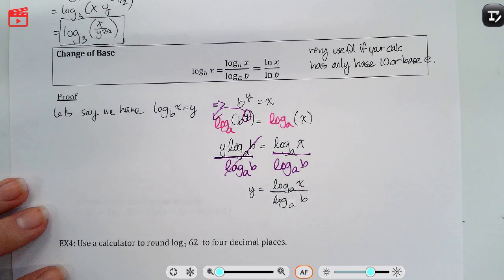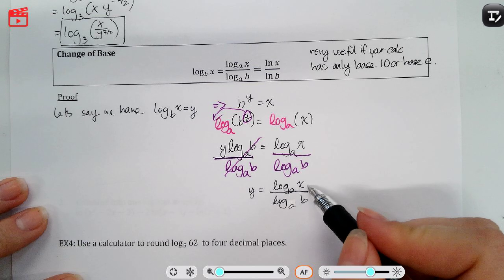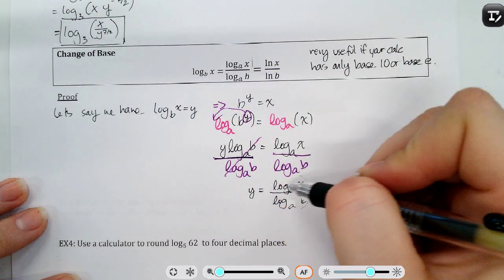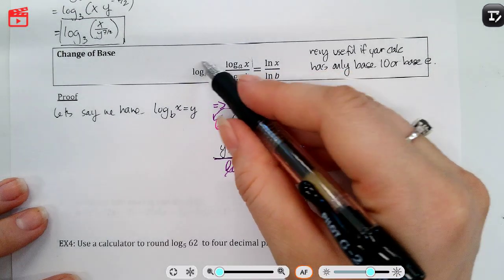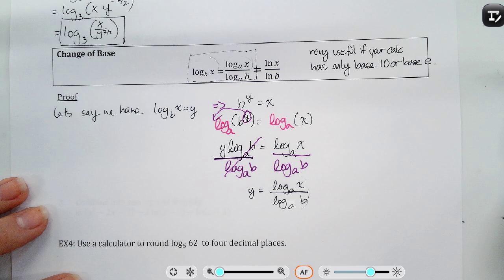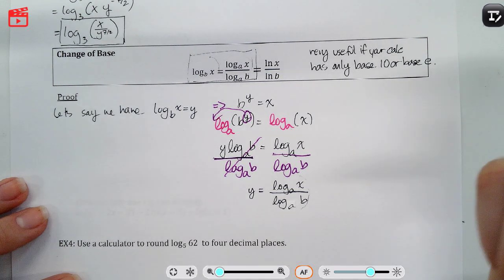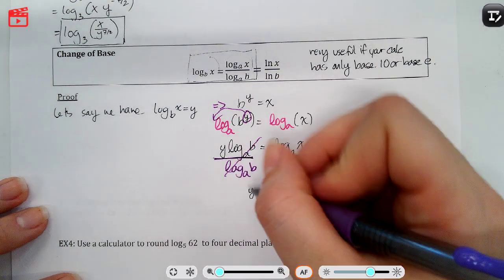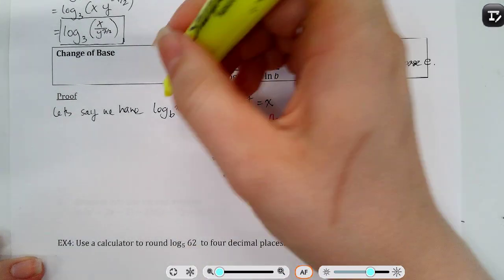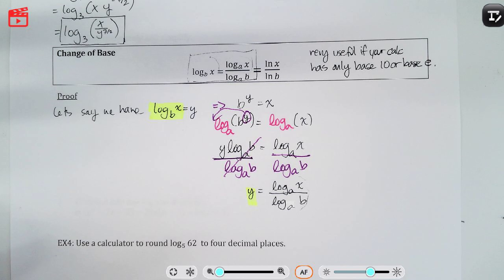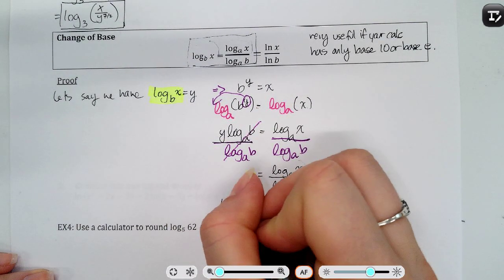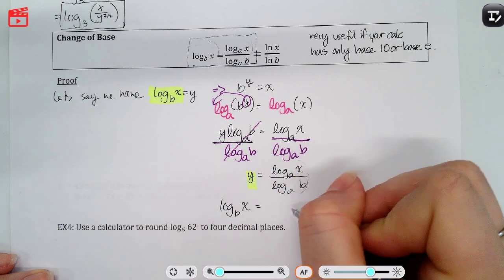All right, what am I doing? Well, hey, notice this is exactly what we had here, but I have it equal to y, not log base b of x. And I'm trying to show that log base b of x equals this amount. But what do we know about y? y is equal to log base b of x. So I can just use a simple substitution. Since y is equal to that amount, they're the exact same thing.